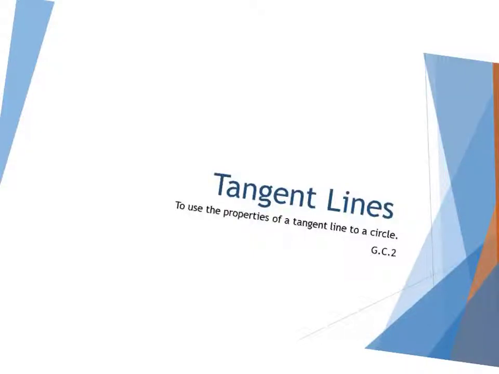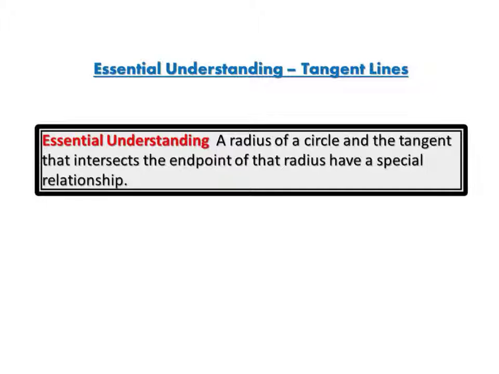This lesson is on tangent lines. The goal is to use the properties of a tangent line to a circle, and the standard is geometry, circles, number 2. What you should understand by the end of this lesson is that the radius of a circle and the tangent that intersects the endpoint of that radius have a special relationship.